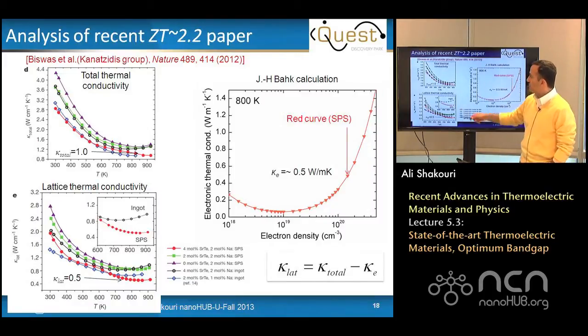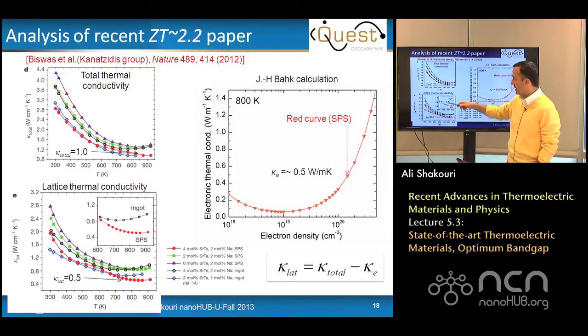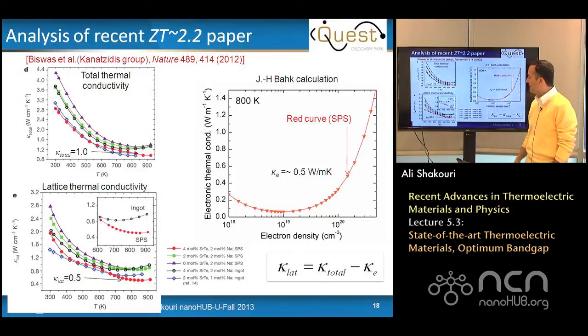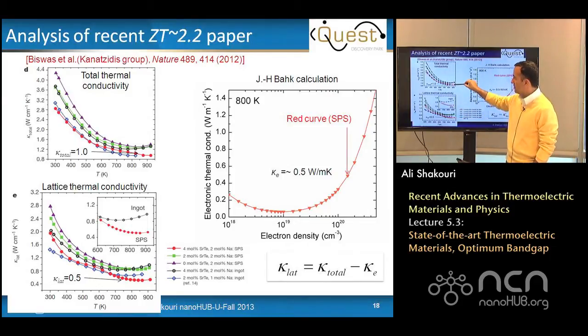Here are the measured total thermal conductivity and inferred lattice thermal conductivity for this material. They have a total thermal conductivity of their best material about 1 watt per meter Kelvin at high temperatures, about half of that coming from lattice.